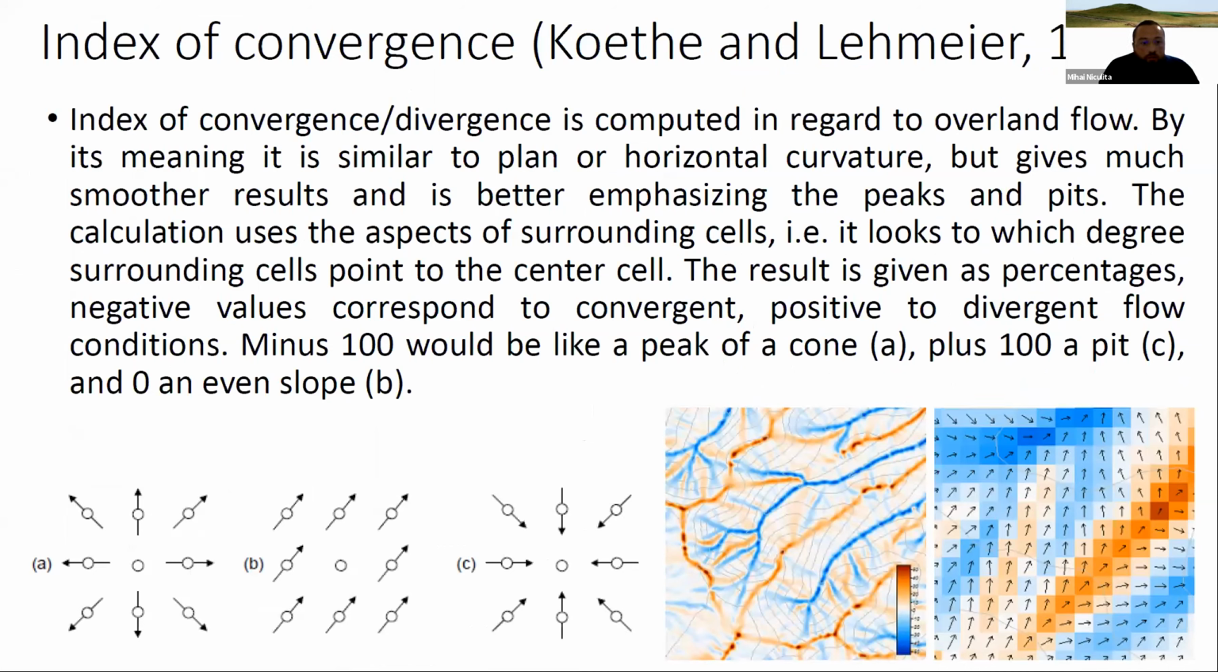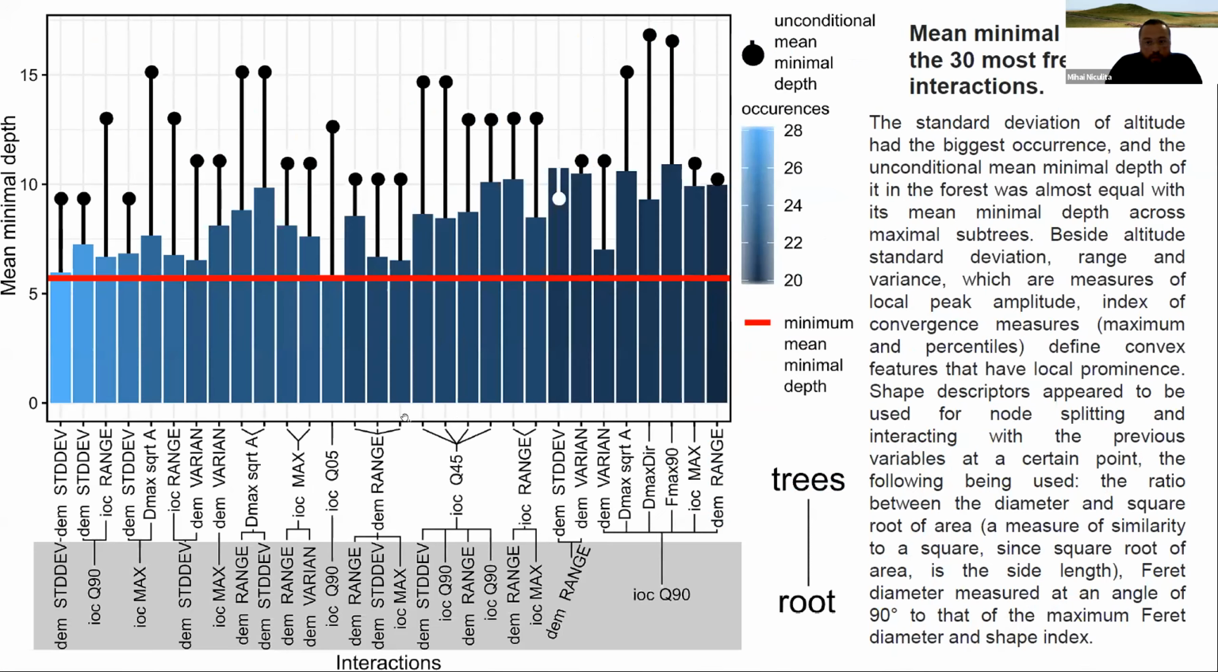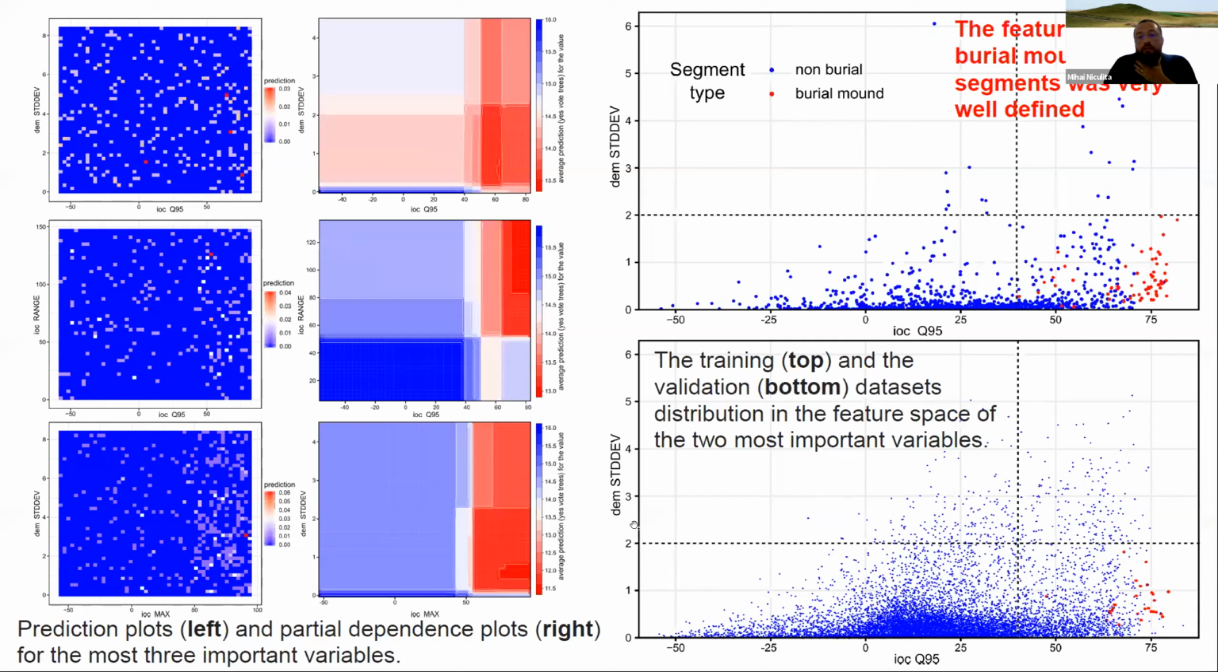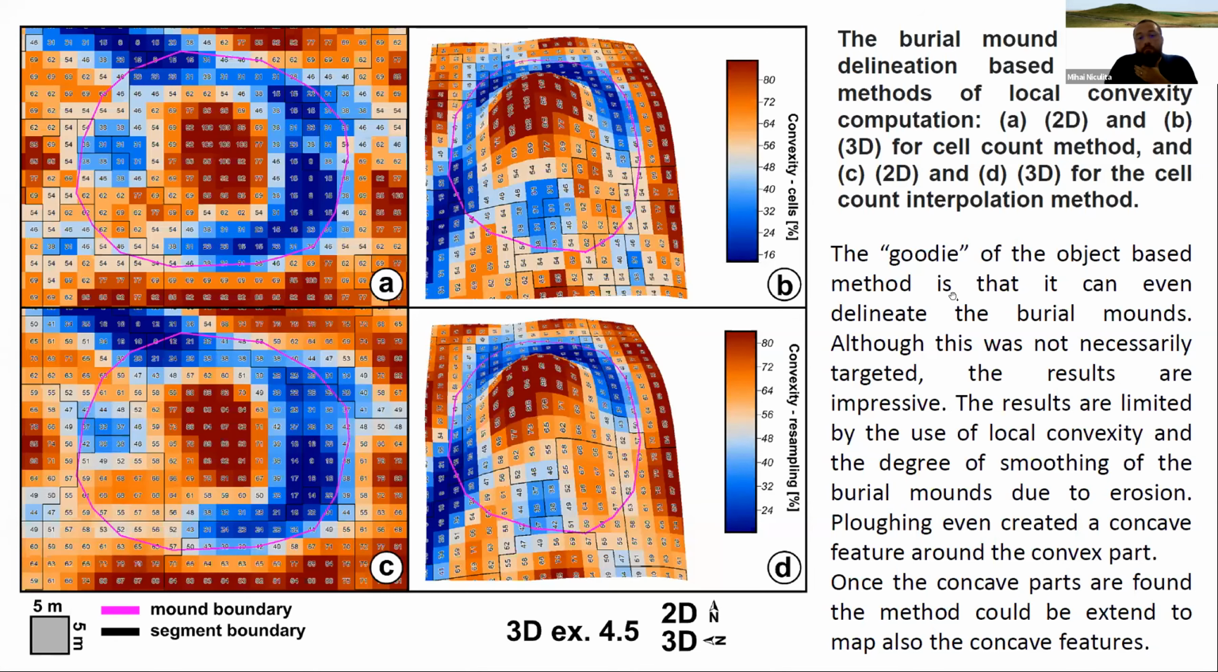Some words about the index of convergence, which is basically computed with regard to overland flow and can be quite easily used to identify local peaks or also local pits. Also here, the interaction inside the trees. And the idea is that the object-based approach is able to identify very well the statistical space of the burial mounds compared to non-burial mound segments. So this was the main power of the method.